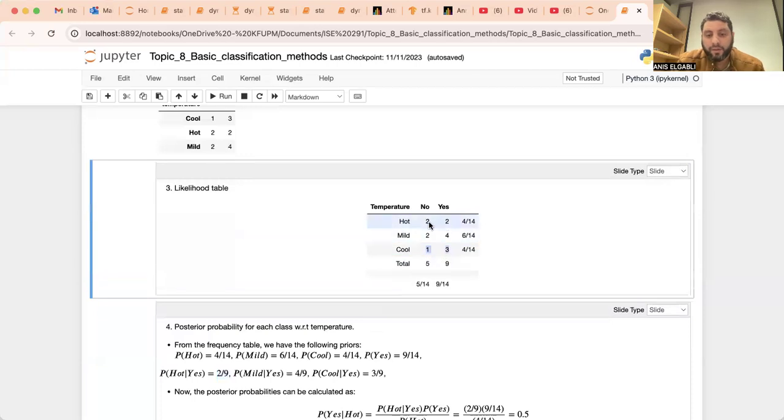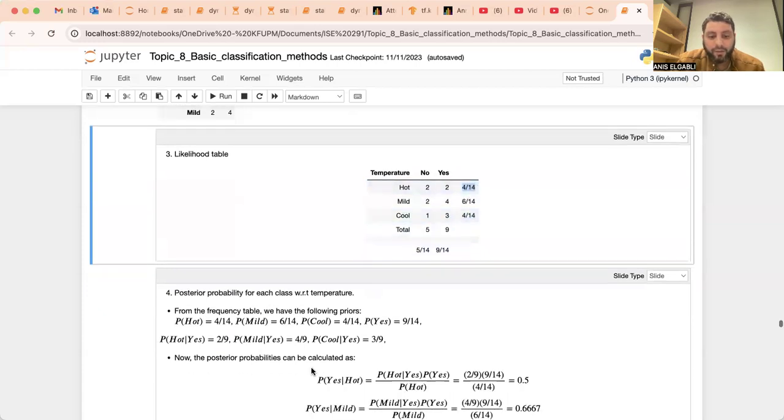So the total number of samples is equal to what? 4 plus 6, that's 10, plus 4, that's 14. So then the probability of hot is equal to 4 over 14. As you can see here, this is the probability of hot, this is the probability of mild, and this is the probability of cold. This is the probability of yes, this is the probability of no. So the probability of hot is equal to 4 over 14.